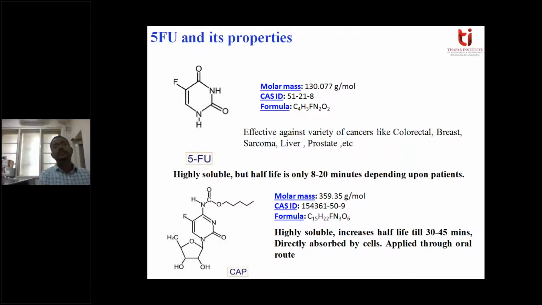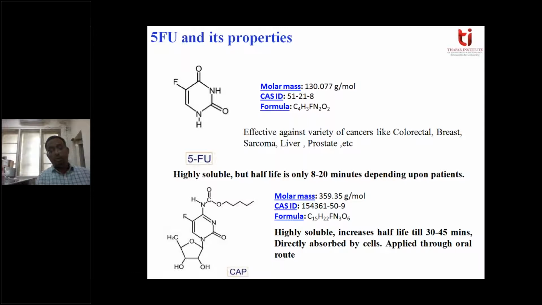But the main problem of the drug is you cannot use it through the oral route, because it has a half-life of only 8 to 20 minutes, and that also varies with the patient. If the patient has a high metabolism rate or something, it has a half-life of around 8 to 10 minutes. That time is not enough for the drug to be absorbed and show effect, because that time allows only a very small amount of drug to be absorbed. Although its solubility is fabulous.